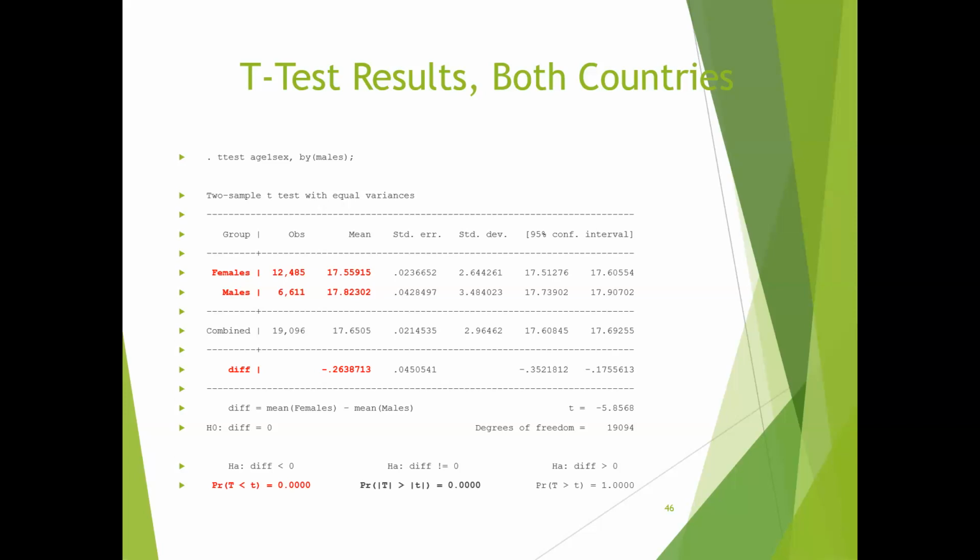But that difference is statistically significant. If you look at the bottom of the output, everybody see Pr, and then it's got brackets, T less than t, equals 0.000. If that number is less than 0.05, then that difference is statistically significant. And by statistically significant, I mean statistically meaningful.